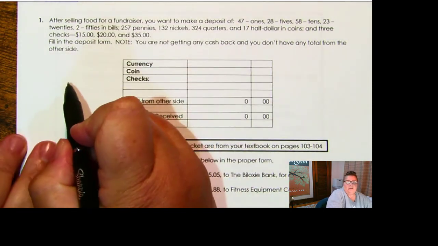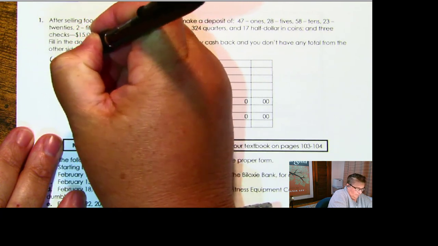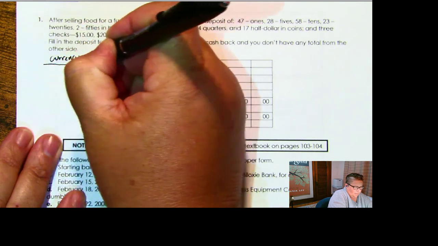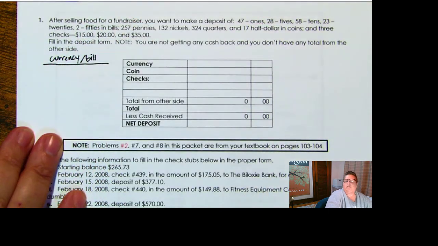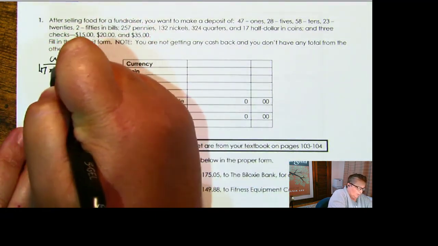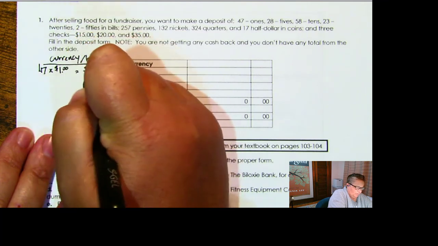When dealing with the currency or the bills, they are going to be added up, for me at least. I'm going to add them up here on the left side so that you can see me do it. And what we're going to do is take 47 and multiply that by $1. That's going to be a total of $47.